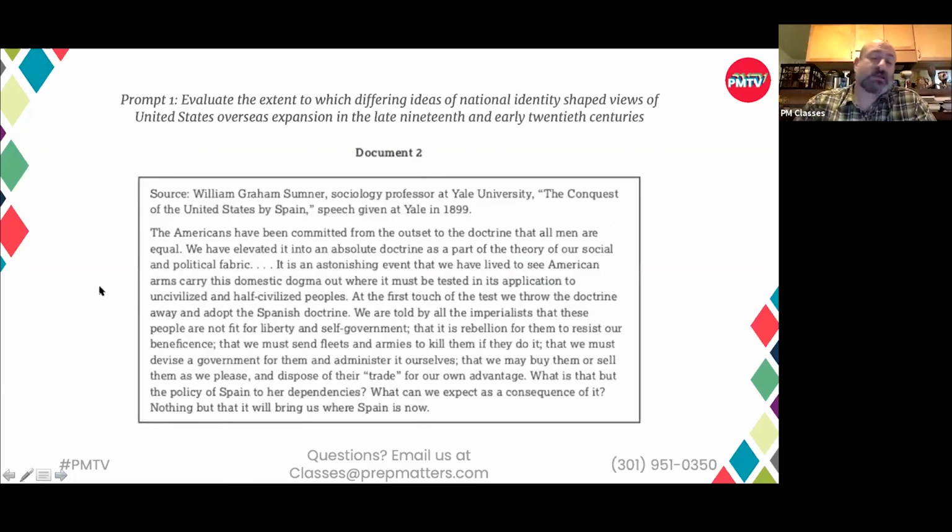Our second document is from William Graham Sumner, a prominent sociologist at Yale, actually the first sociology professor in the US.